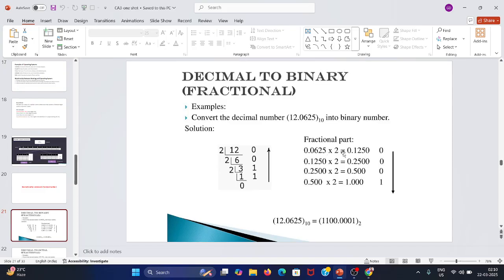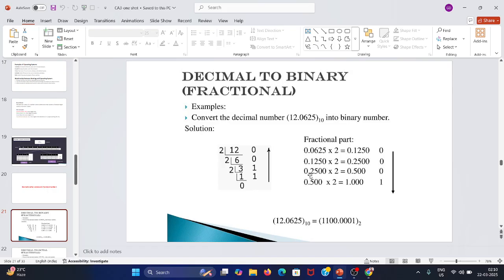In the next step, take the right part, which is 0.1250. Multiplying 0.1250 by 2 gives 0.2500. In that case also the left part is 0. There is no integer, so we have written 0.